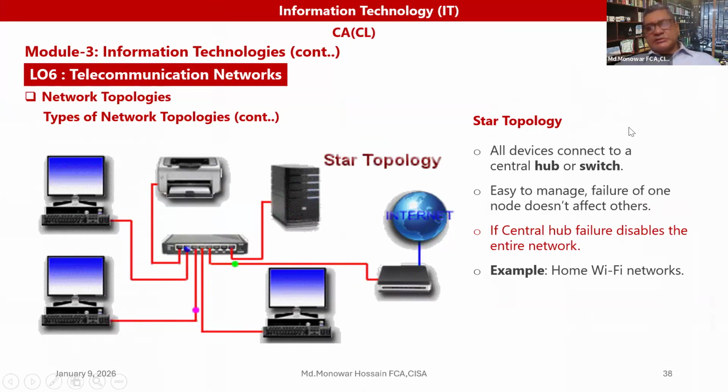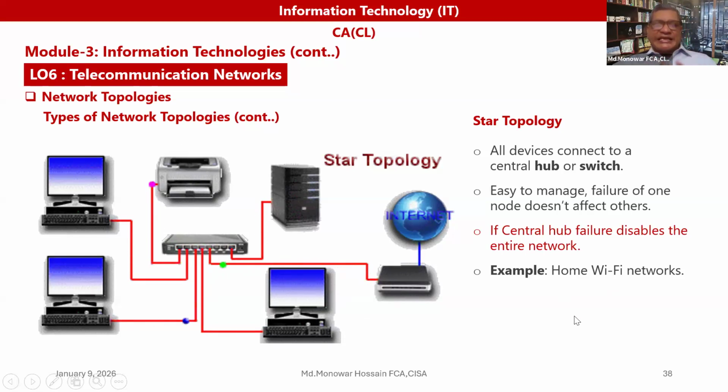Think about a star topology. Look, these are the activities of a star topology. So all devices are connected to a central hub. Look here, all devices connected to a central hub or switch. If we see here, that means the cloud server, here the switch or hub that connects each and every device.